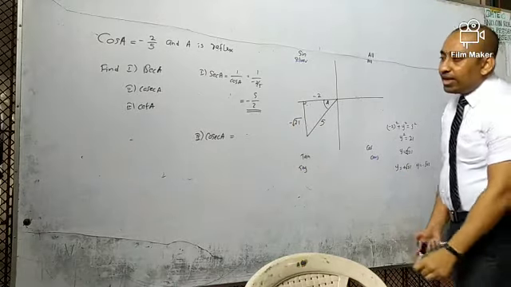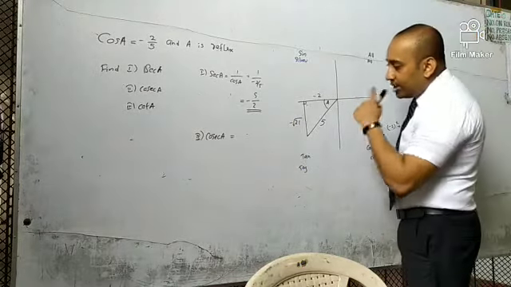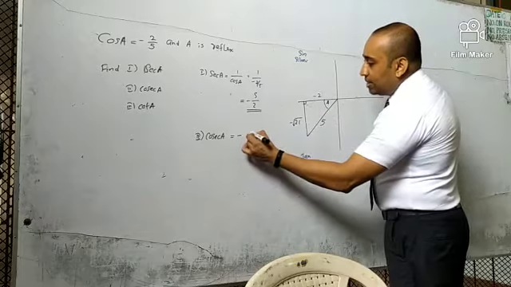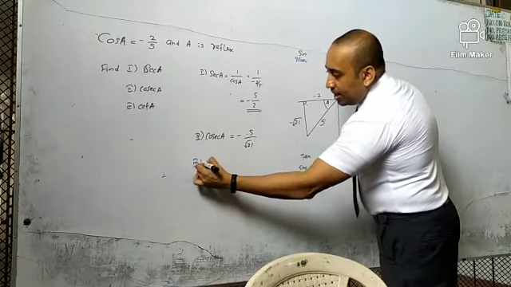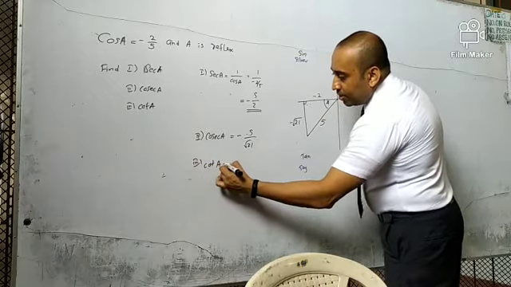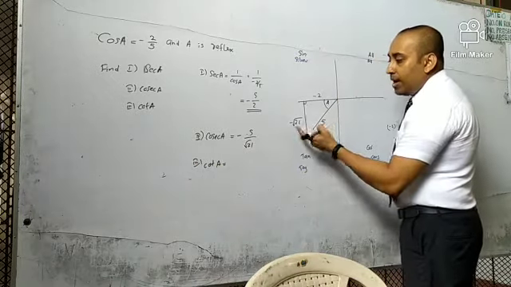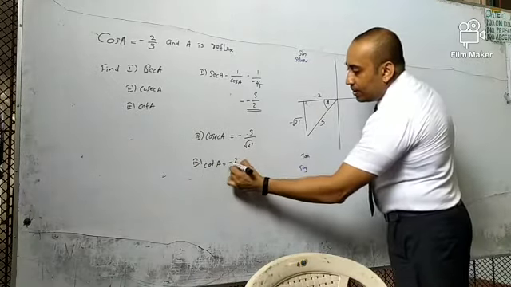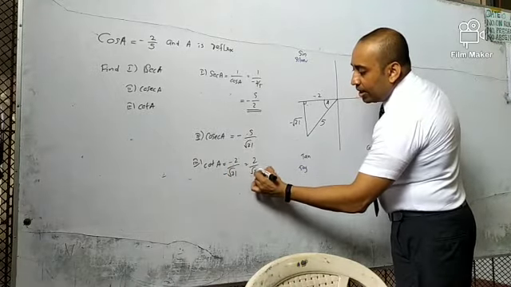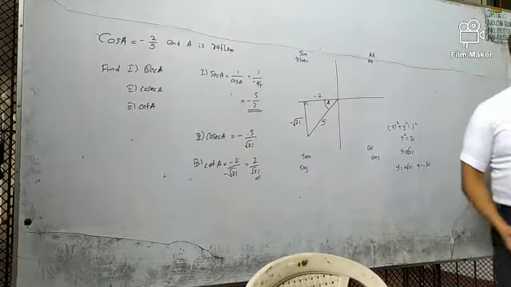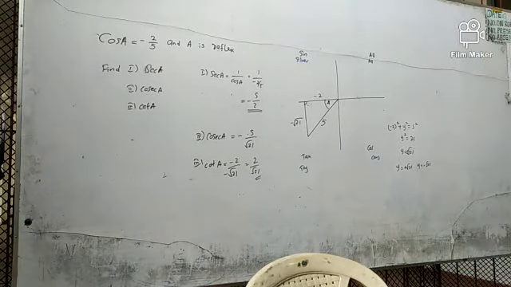Then you can say cosec A is minus 5 over root 21. Part 3, cot A. Cot A is minus 2 divided by minus root 21, that is 2 over root 21. So you can take this as the answer. That's how we will do this kind of question. Hope you are clear with this. Thank you.